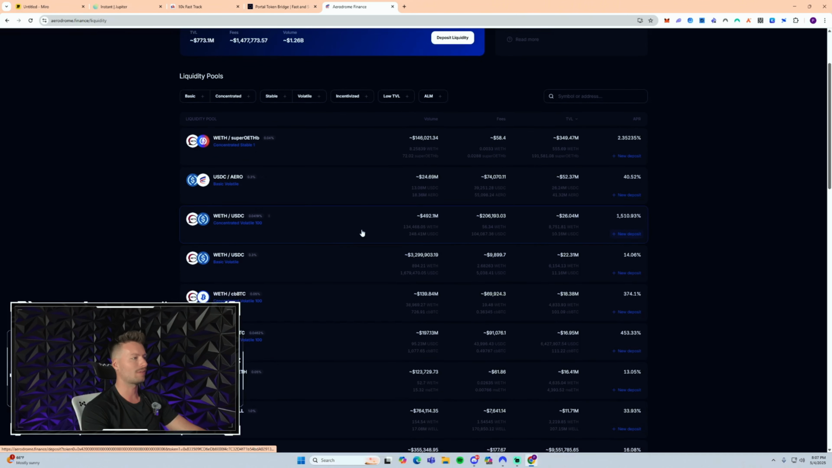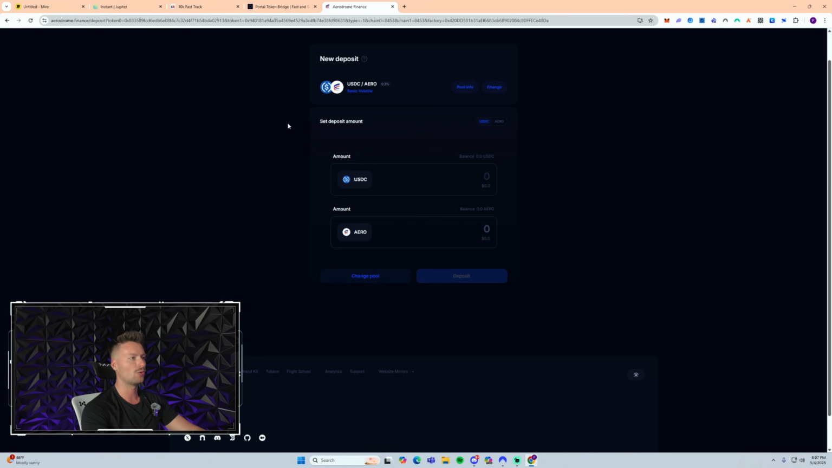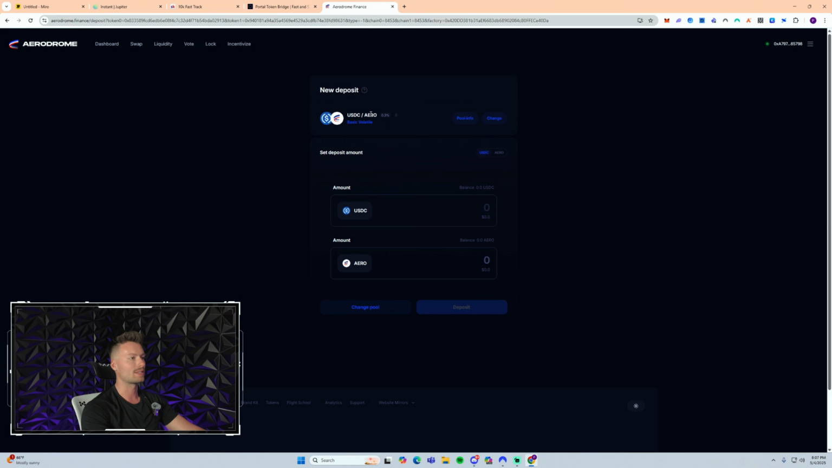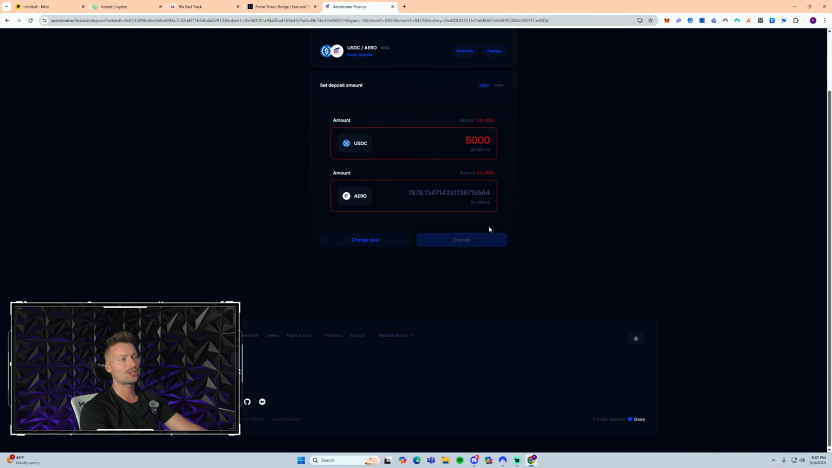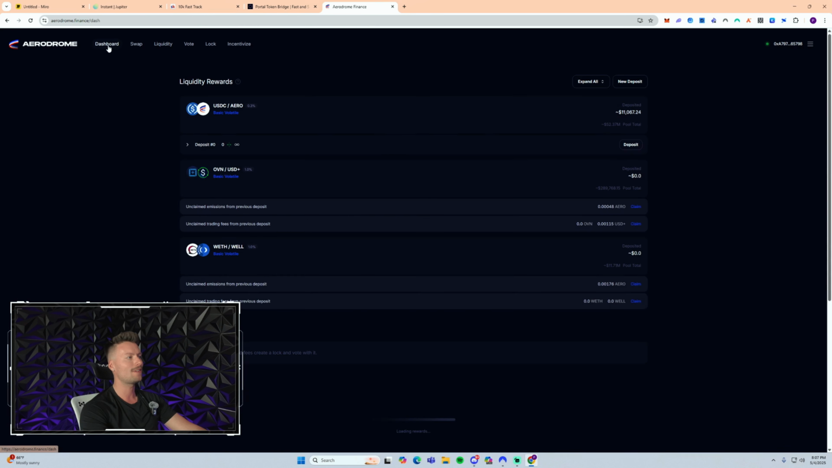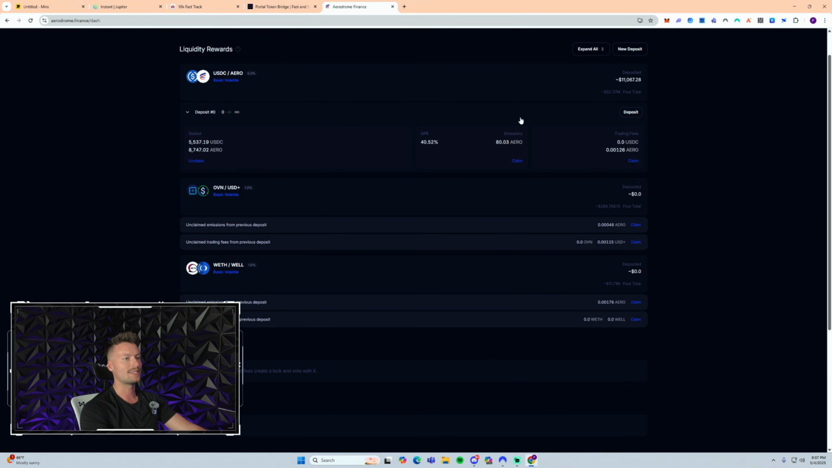An easy example of how this works is Arrow USDC. It's a volatile pool, which means it's full range. Say you want to put 5,000 of USDC in here, paired with $5,000 of Arrow. These are going to be an equal amount, nonstop, no matter what. It's just going to stay this way for the rest of human time, 50-50, just like with a USDC Arrow pool right here.